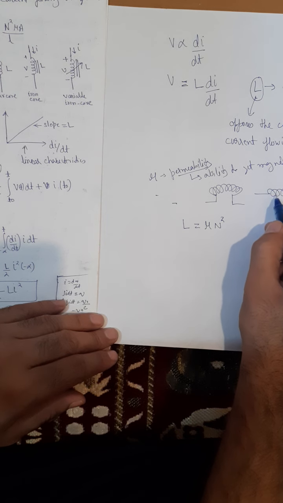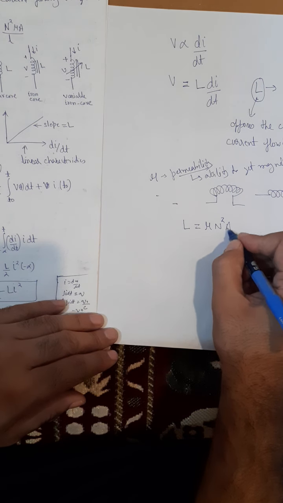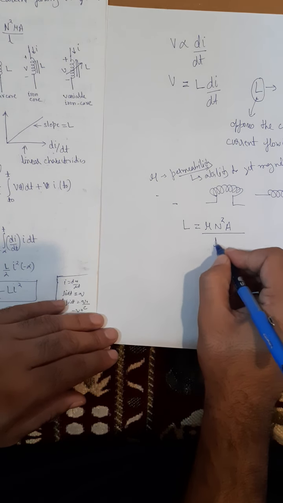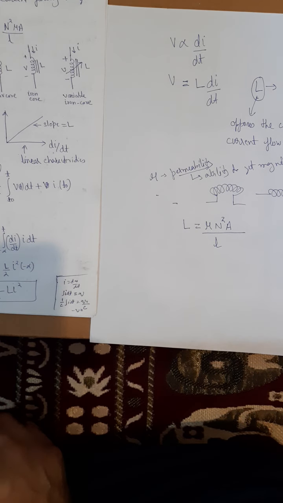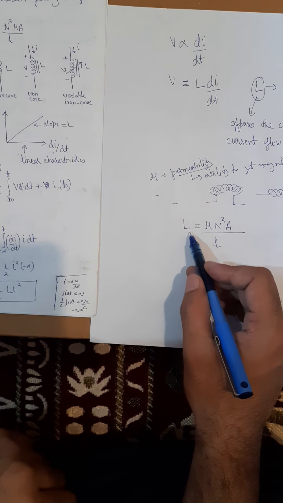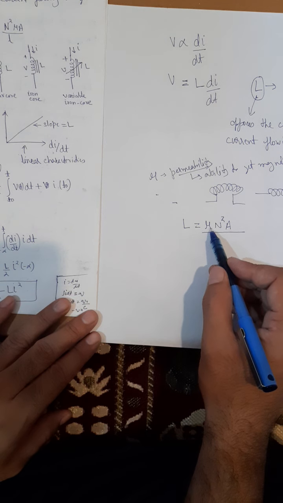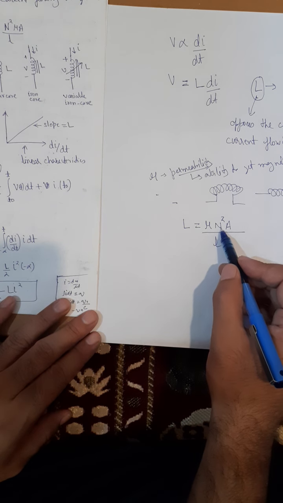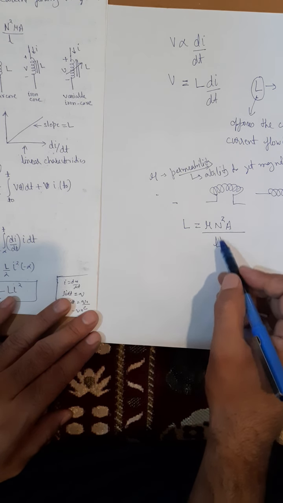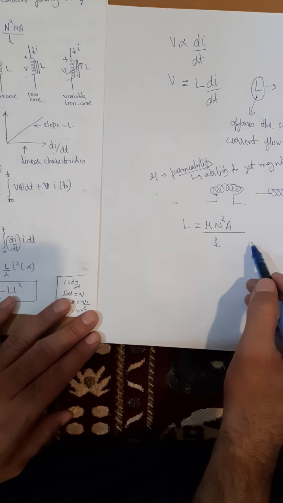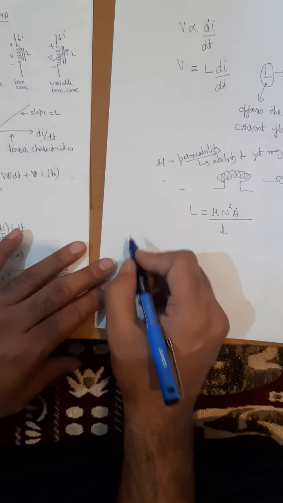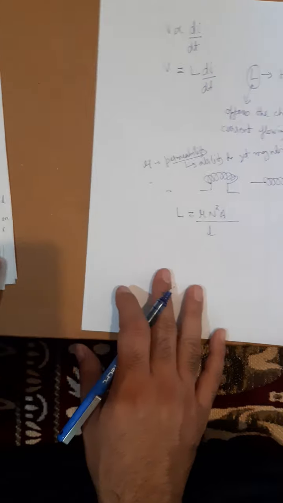It also depends upon the area of the cross section of the coil, and is inversely proportional to the length of the coil. So I'm saying the inductance of an inductor is directly proportional to permeability, square of current, and area of cross section, and inversely proportional to the length of the coil. So I can have an air core inductor, I can have an iron core inductor.